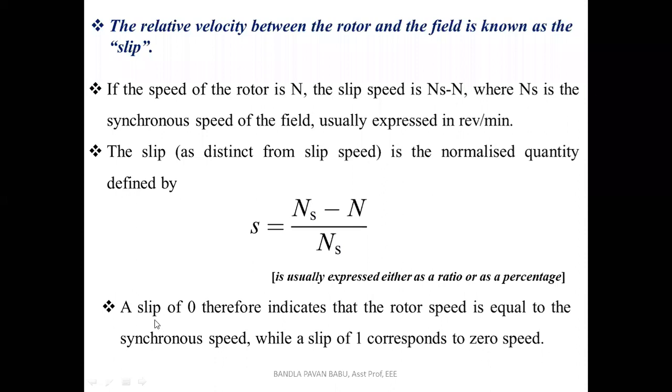A slip of 0, that means if the s value is 0, indicates that the rotor speed is equal to the synchronous speed. Substitute s equal to 0 here. What happens? Ns minus N is 0, then Ns equals N. That is, the synchronous speed is equal to the rotor speed, while a slip of 1 corresponds to 0 speed.